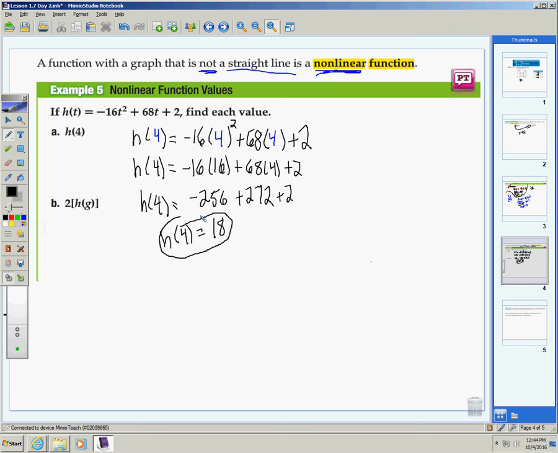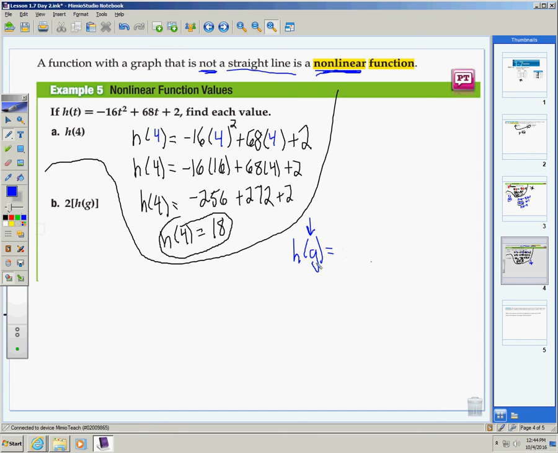Now, looking at my second part, I've got 2 times h of g. Now this one may seem a little trickier because now I've got this variable. But it's really not going to be that much harder. So the first thing, let's find what h of g is. Now what I want you to think about is, what did I just replace the t with? Instead of finding h of t, I'm now finding h of g. So what am I going to replace all of my t's with? I'm going to replace them with a g.